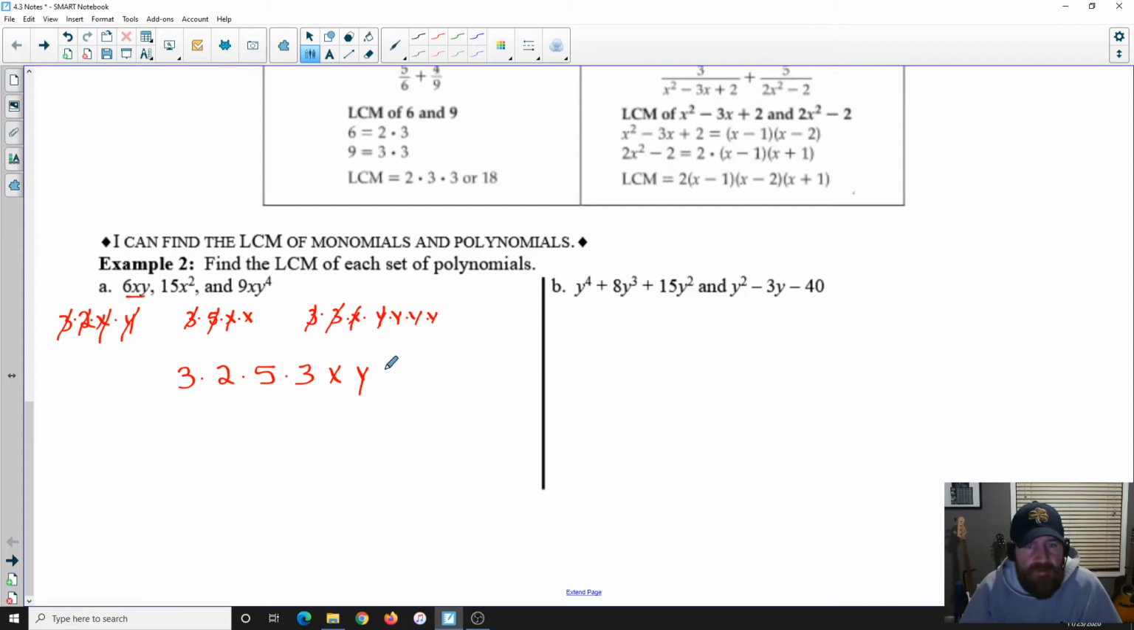And then we have to write the rest of the y's and the rest of the x's. So now when we multiply this together, we're going to get that x squared here. We're going to get this y to the 4th. And we're going to get 10 times 9. So 90. So 90x squared y to the 4th is going to be the least common multiple.